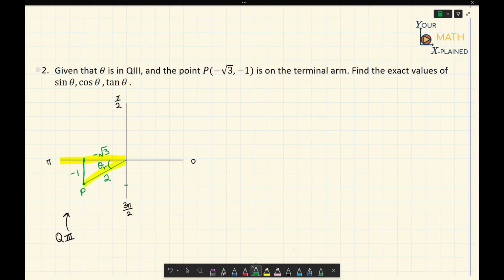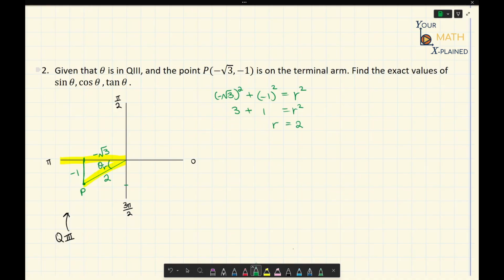But if you don't remember that, you can always use the Pythagorean theorem to find the missing side, which means we would have negative root 3 squared, that's one side, plus our other side squared, which is negative 1 squared, and that is going to give our hypotenuse squared. So solving for this, we get 3 plus 1 is equal to r squared. And recall that the hypotenuse is always going to be a positive number, so therefore we take the positive square root. So r is equal to 2.